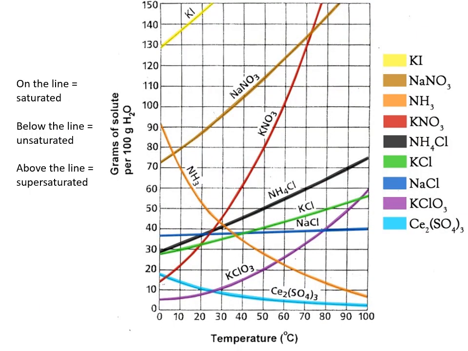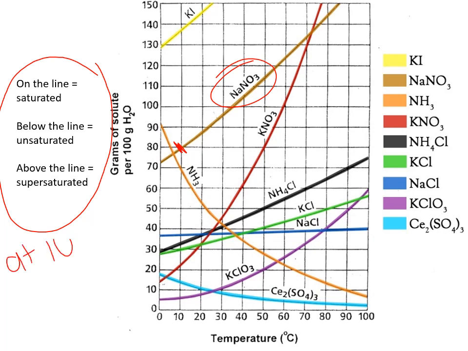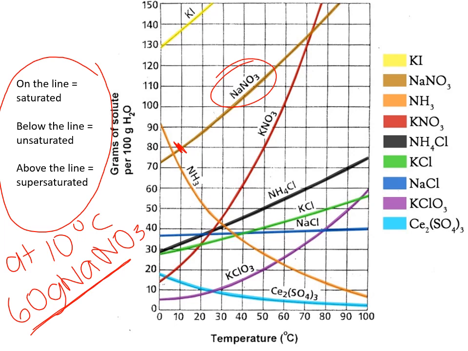And so this is like a little cheat sheet. You might want to write this down. Let's go back to NaNO3, and let's look at 10 degrees. So 10 degrees is right here. Let's say at 10 degrees, I had 60 grams of NaNO3 dissolved. Where does that fall? NaNO3 at 10 degrees is right here at 80. 60 grams is below the line. So that would mean my solution is unsaturated.